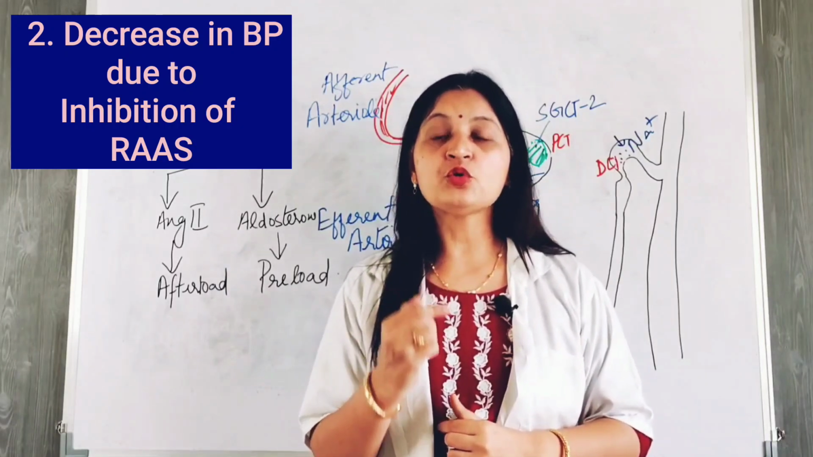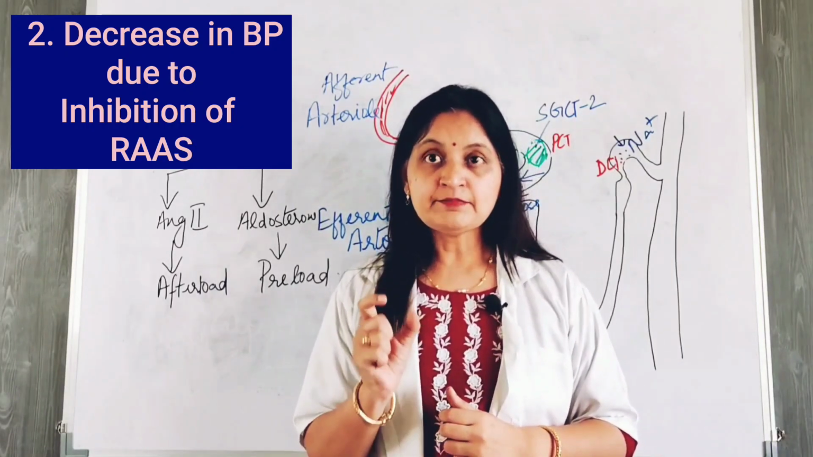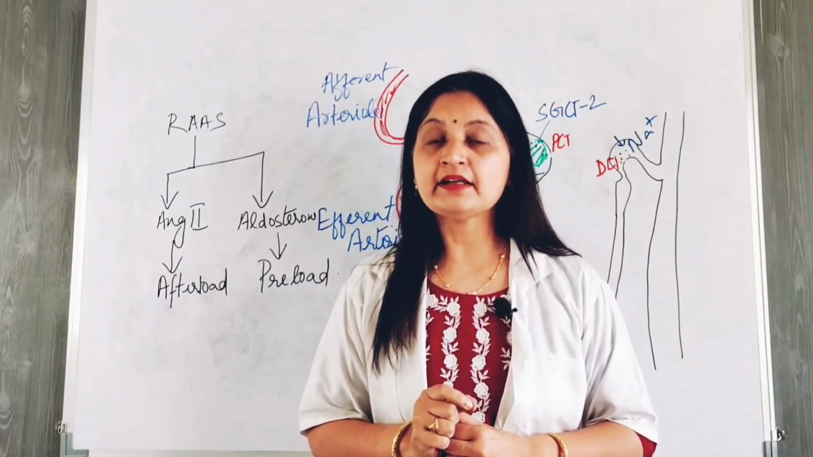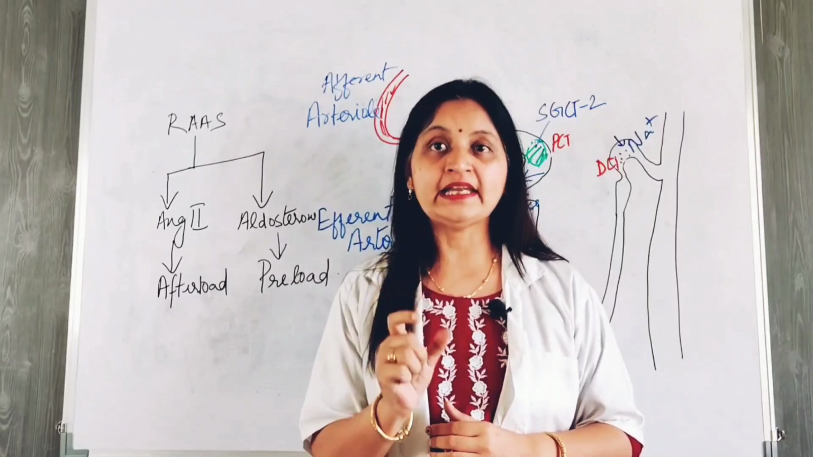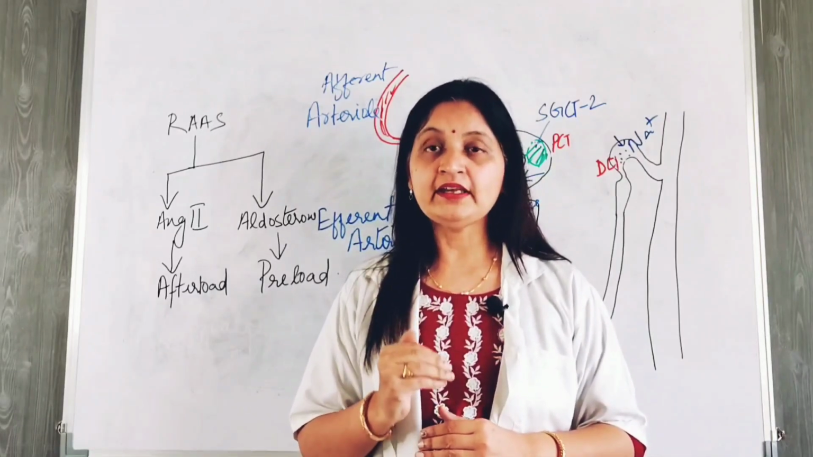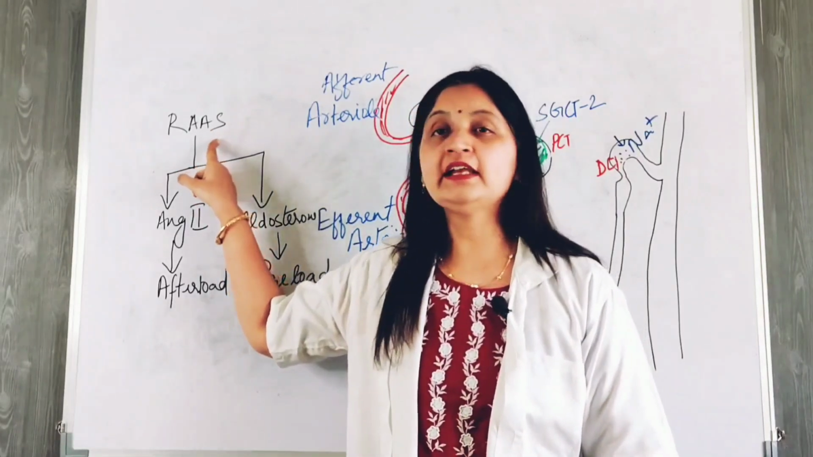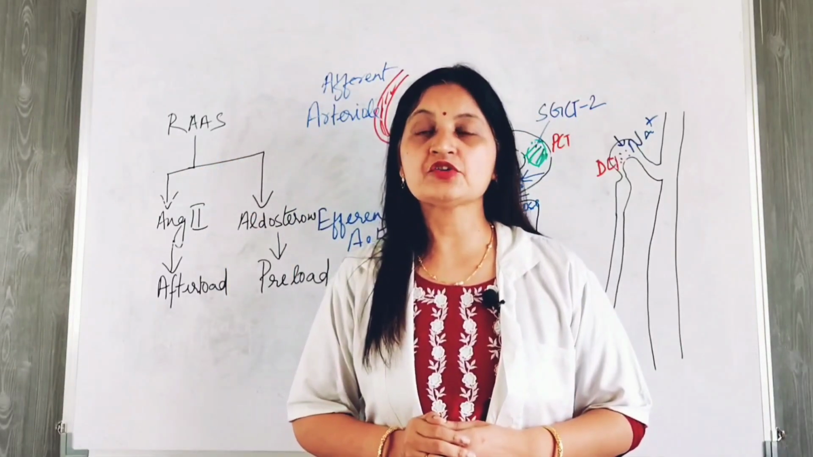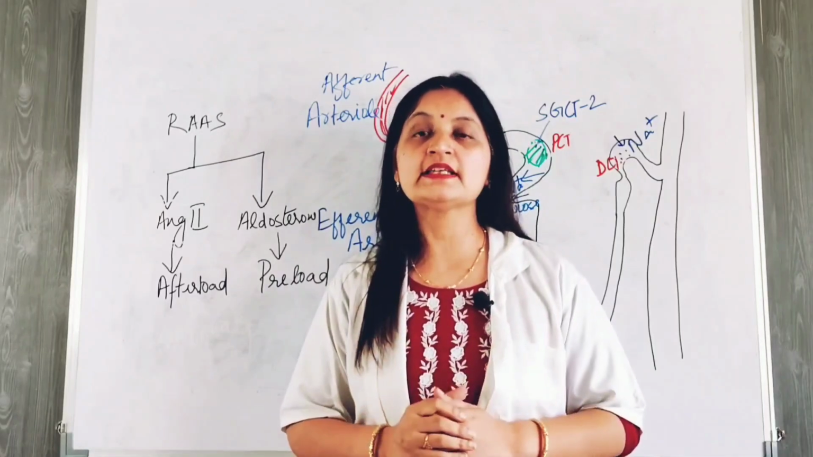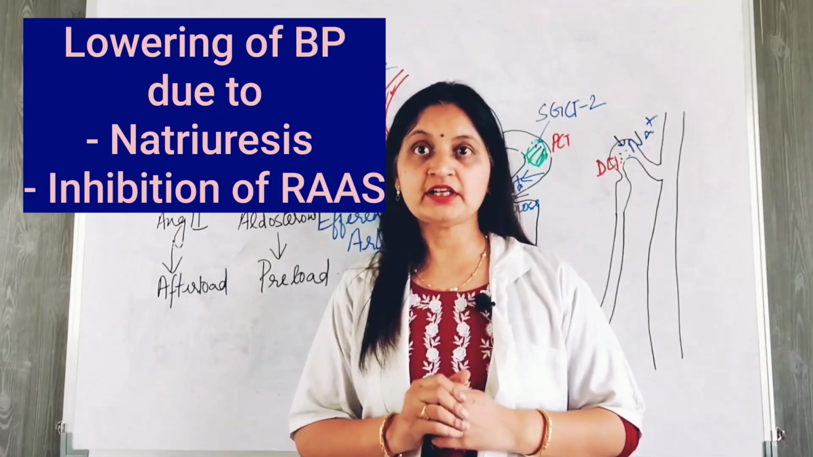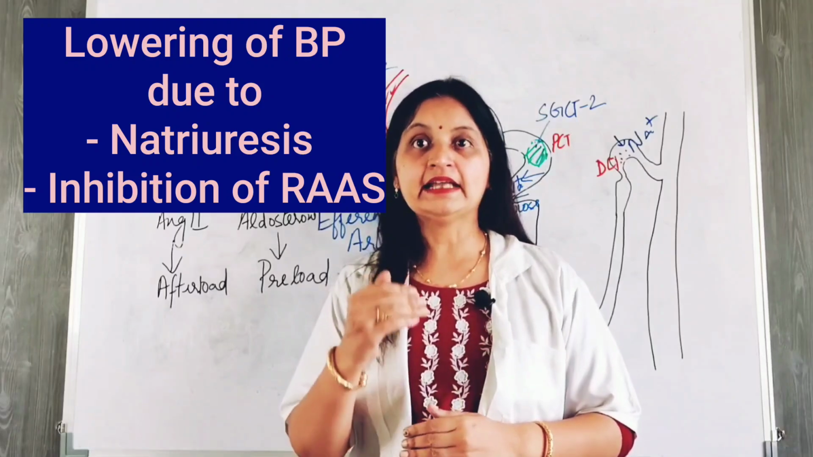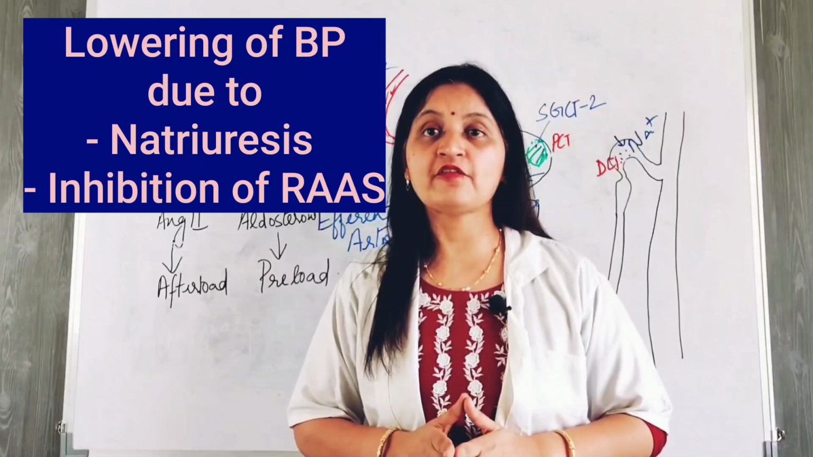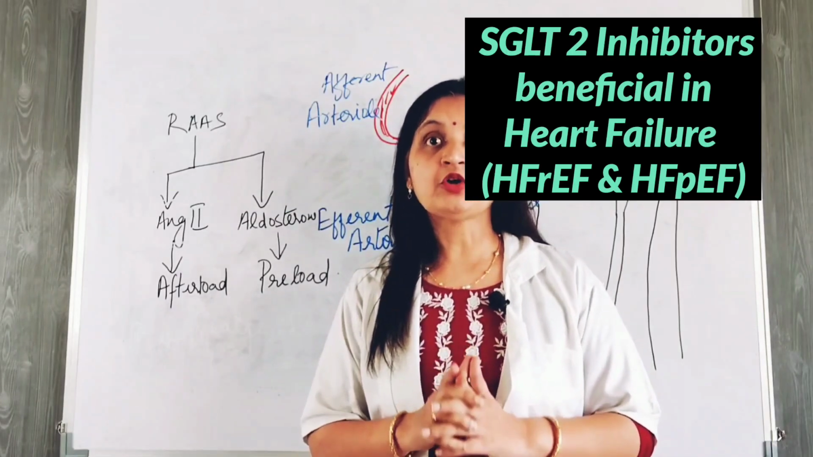In response to high sodium chloride in the tubular fluid, these macula densa cells respond and send signals to the juxtaglomerular apparatus and decrease the release of renin. Because of decreased renin release, there is inhibition of the renin-angiotensin aldosterone system. The inhibition of the renin-angiotensin aldosterone system collectively works towards decreasing angiotensin 2 formation, decreasing aldosterone formation and decreasing the blood pressure. So in this way, through natriuresis and through inhibition of the renin-angiotensin aldosterone system, it causes lowering of blood pressure.